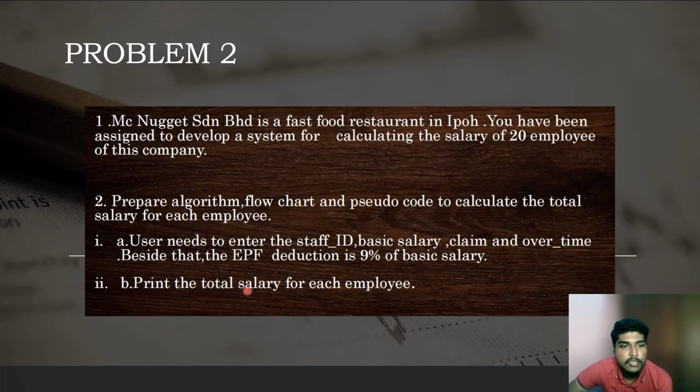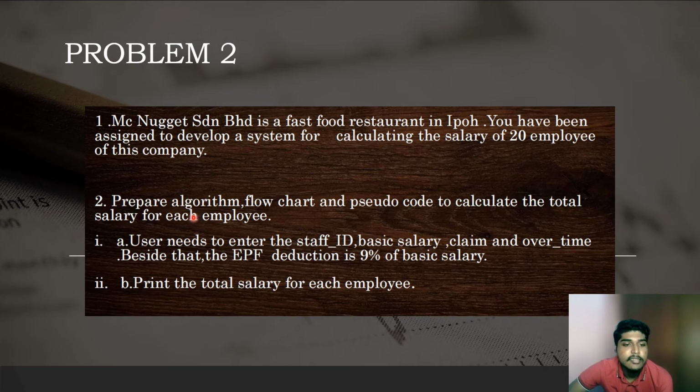In problem 2, the first question stated, LUGENDRAN Berhad is a fast food restaurant in Ipoh. You have been assigned to develop a system for calculating the salary of 20 employees of this company. For question 2, prepare algorithm, flowchart and pseudocode to calculate the total salary for each employee. 2A asks the user to enter the staff ID, basic salary, claim and overtime. Besides that, the EPF deduction is 9% of basic salary. 2B asks us to print the total salary for each employee.